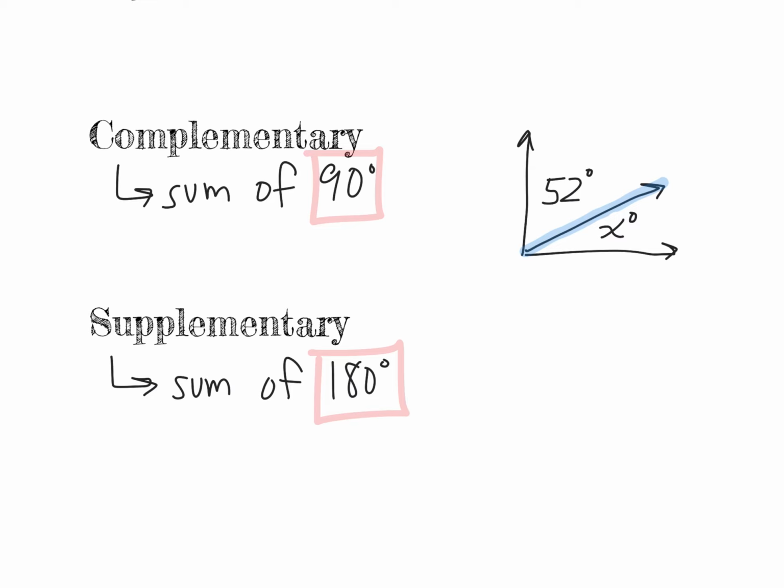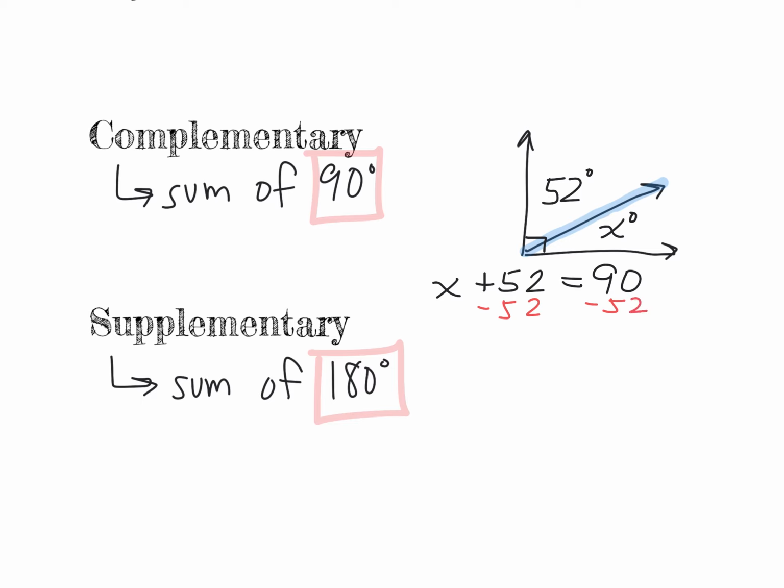In a situation like this, they might give us some missing information and ask us to use what we know about complementary angle pairs to find that missing information. And because we know that complementary angles have a sum of 90 degrees, I could write a simple equation as follows. I know these two angles would be added up, so I'll take x degrees plus 52 degrees, and knowing that they are complementary, I'd say that they should have a total sum of 90 degrees.